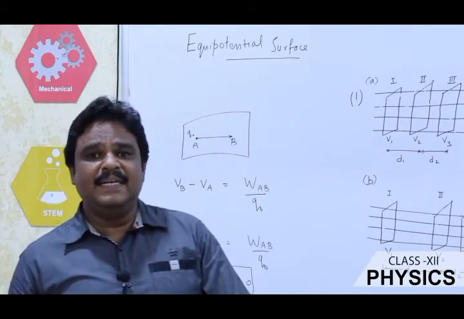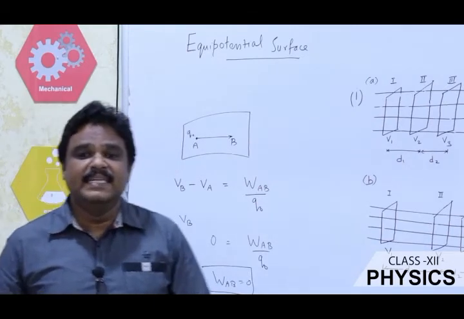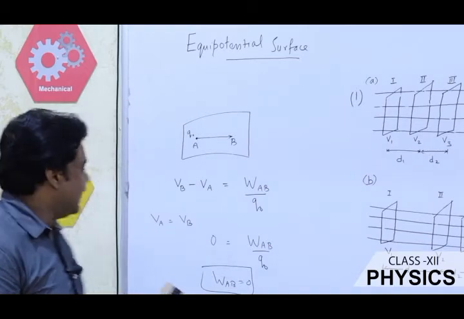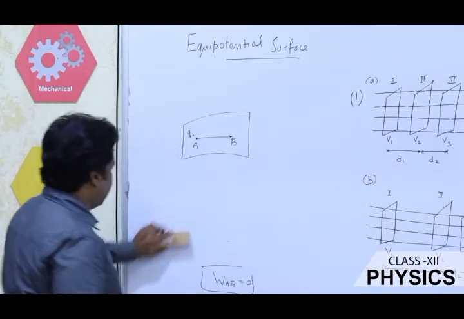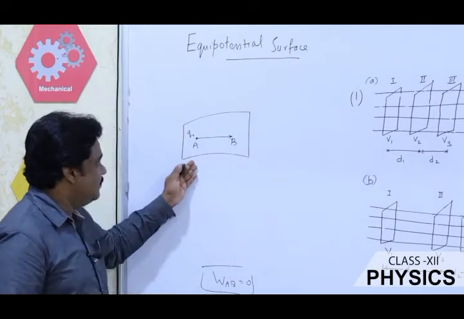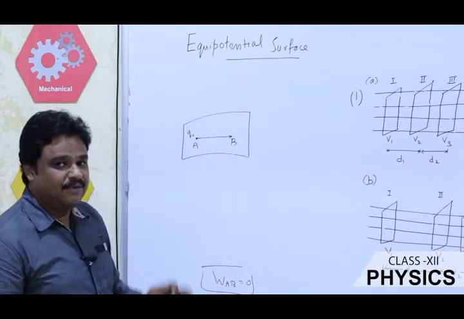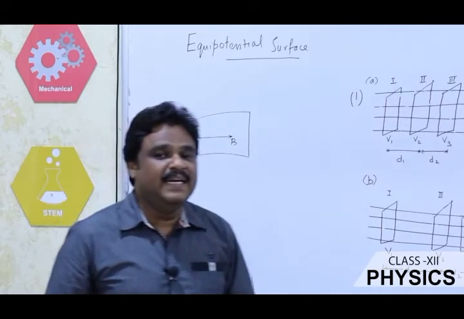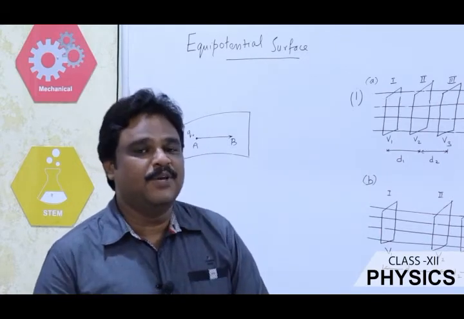I am going to get into the second property, the most important property. The electric field is always at right angles to the equipotential surface. So how to prove this? I am going to assume the same diagram. We already proved the work done in moving the test charge from A to B is 0. Now we are going to say how the electric field is oriented with respect to the equipotential surface.